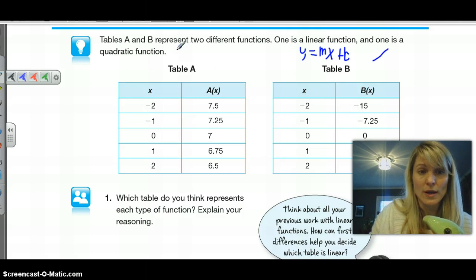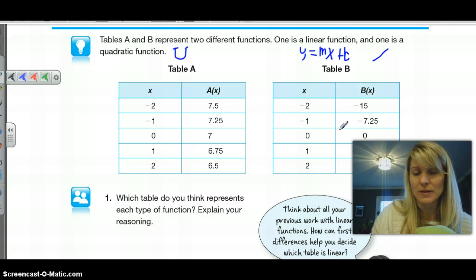However, for a quadratic function, it looks like this, right? So at some parts it's going to fall and then it's going to rise. So it does not have a constant rate. So what we want you to be able to do is to look at a table and determine if it's linear or quadratic based on its points.